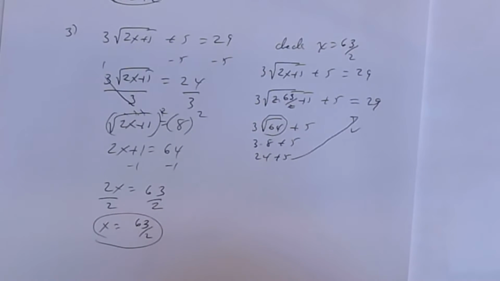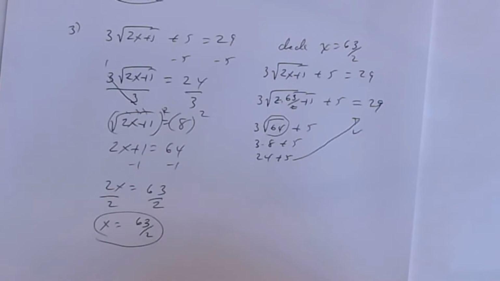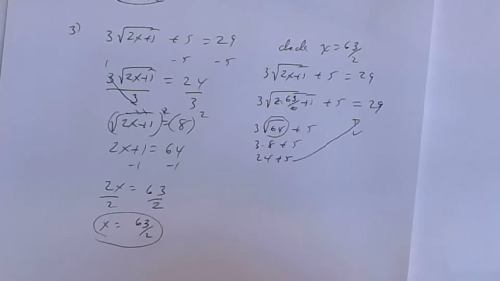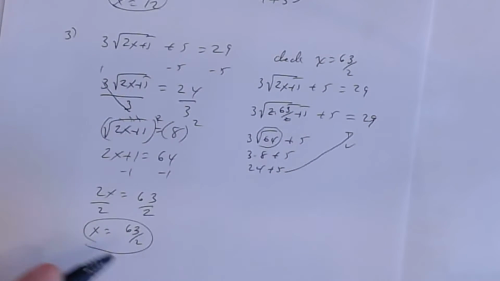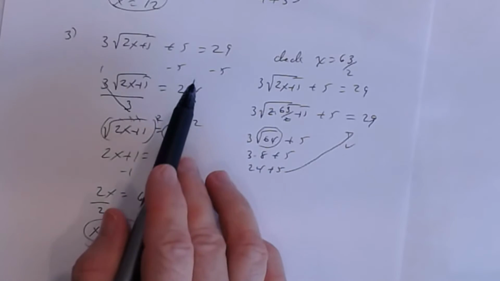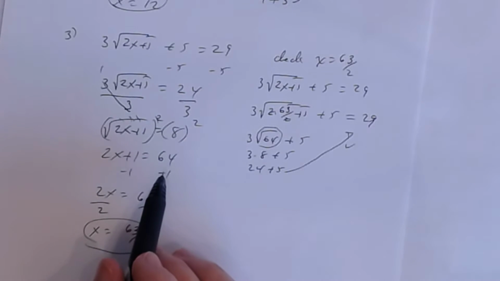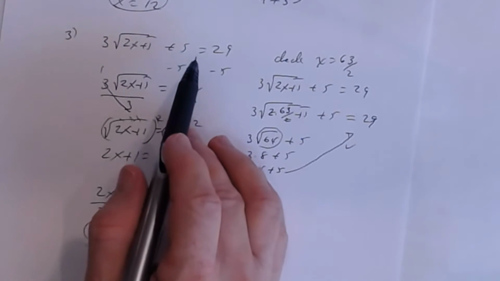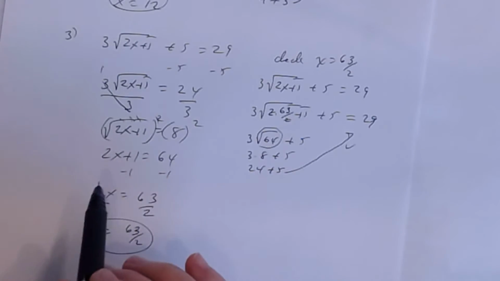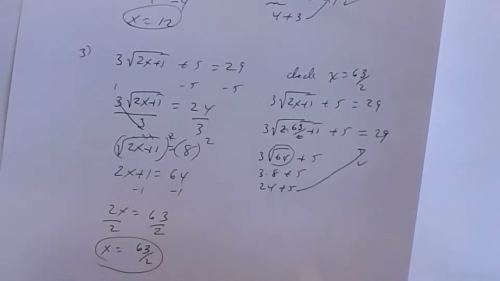Let's look at number 4. Notice that in those 3 problems, I went from a square root equation to a linear equation. In every single one, a square root equation to a linear. The next one is as well, so the same thing will be in number 4.